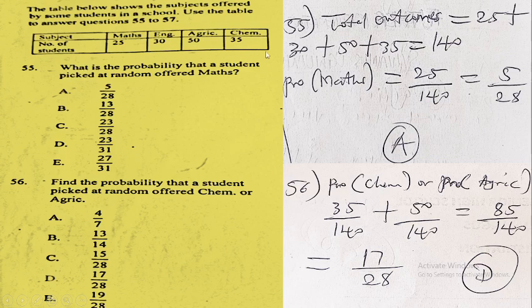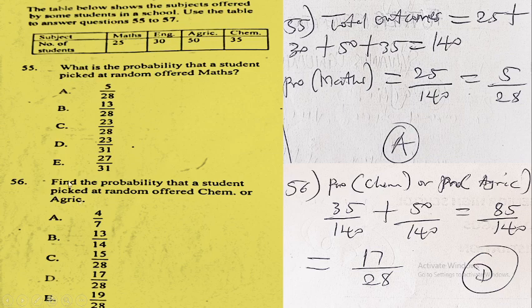140 students are involved. The probability that the student picked at random offers mathematics will be 25 out of 140, because 25 is the most preferred outcome there. The most preferred outcome there is mathematics. So that'll be 25 over 140 equals, 5 can go here, 5 can go here, that's 5 over 28. Then option A is the correct option there.